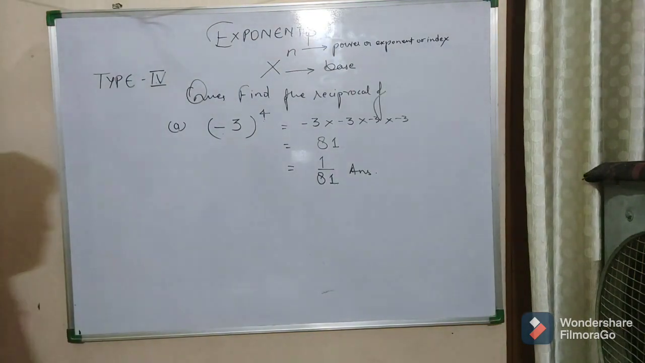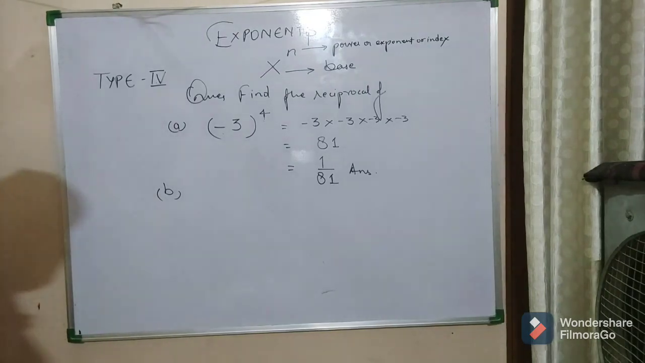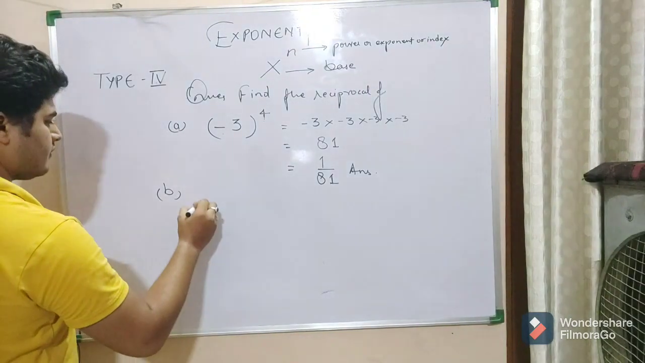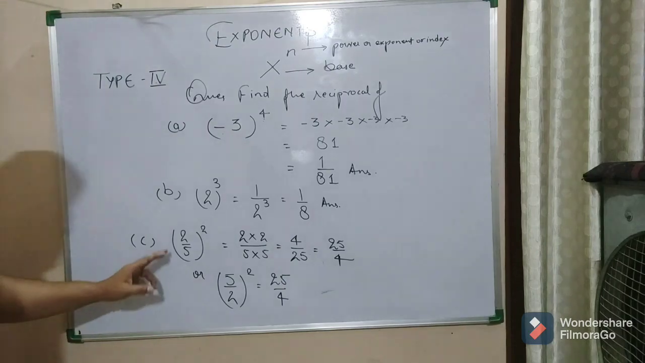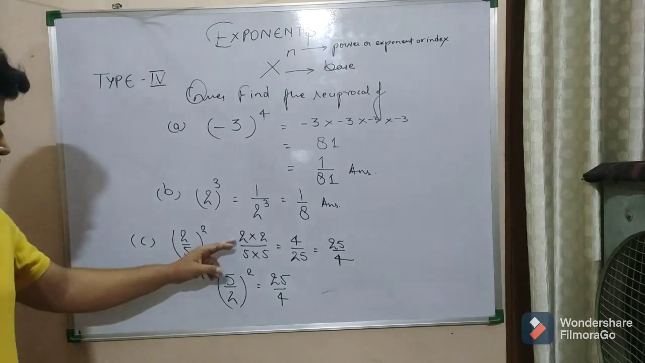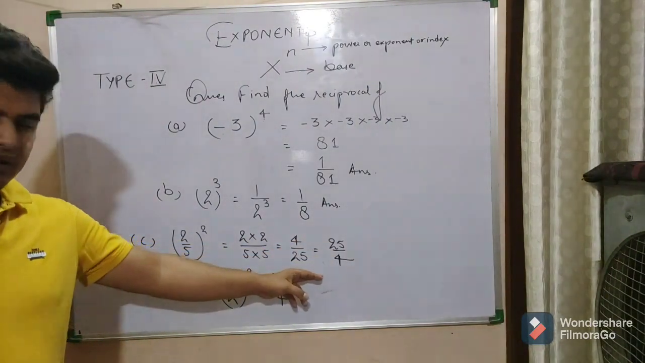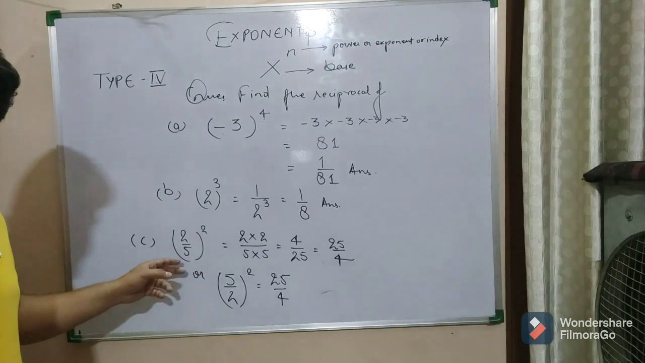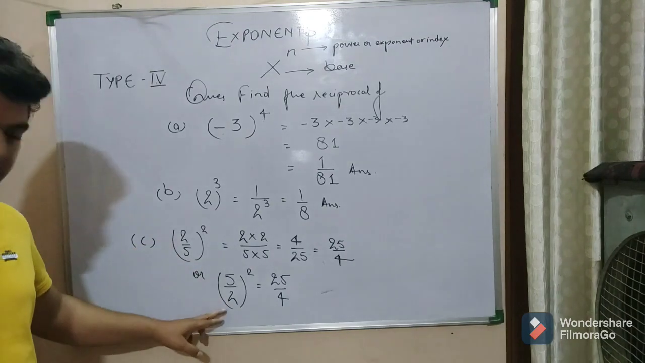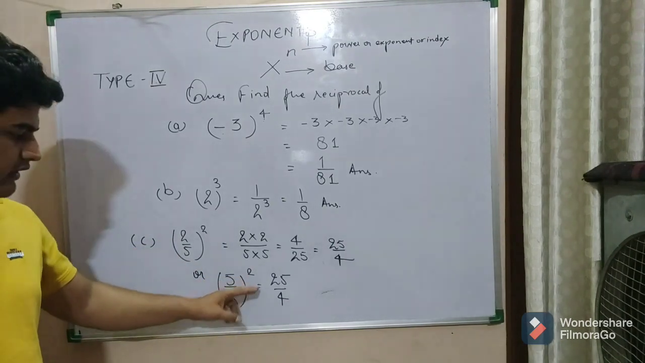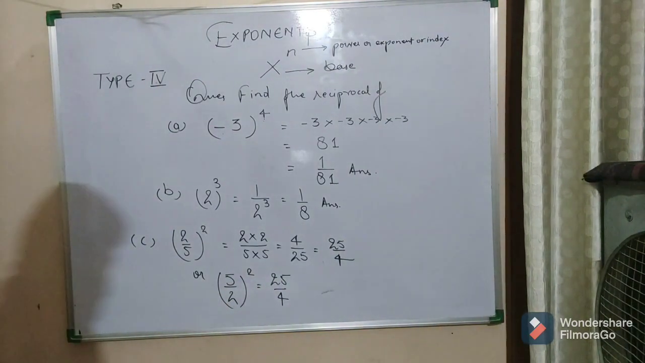This you can do at the last also, or in the starting also. Like for example, if you are having (2 by 5) square, 2 into 2 upon 5 into 5, that is 4 by 25. Its reciprocal will be 25 by 4. Or by the other way, you can do the reciprocal of the fraction inside the brackets first, that is 2 by 5 will become 5 by 2, and then you can apply the power, that is 5 square will become 25, 2 power 2 will become 4. So that is also one of the ways.